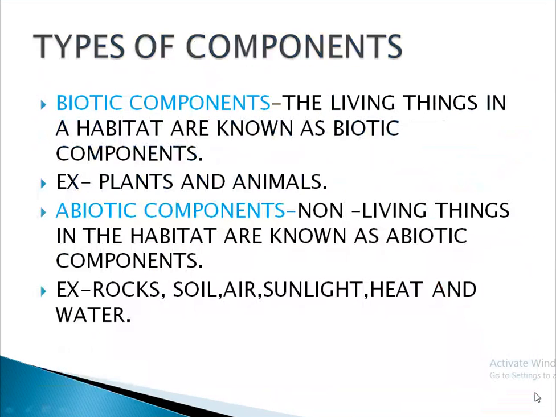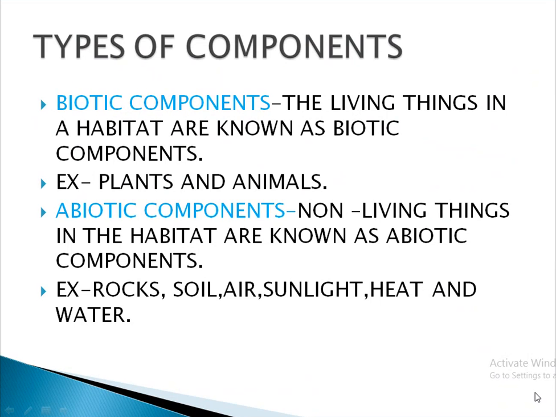Students, do you know what kind of components are present in our surroundings? It is very important to know about the components of the environment. They are of two types. Number one, biotic components. The living things in a habitat are known as biotic components. Example, plants, animals, and microorganisms. The microorganisms are too small to be seen with the naked eye. We cannot see them, but we can see them with the help of a microscope. Example, virus, bacteria, algae and fungi.